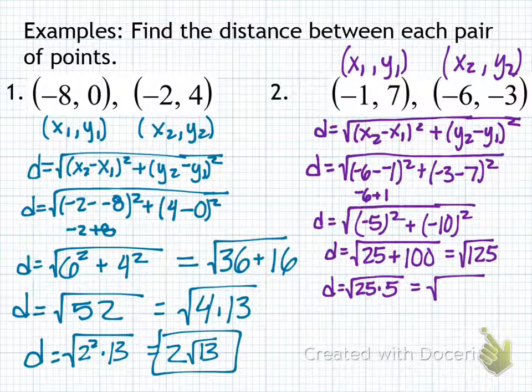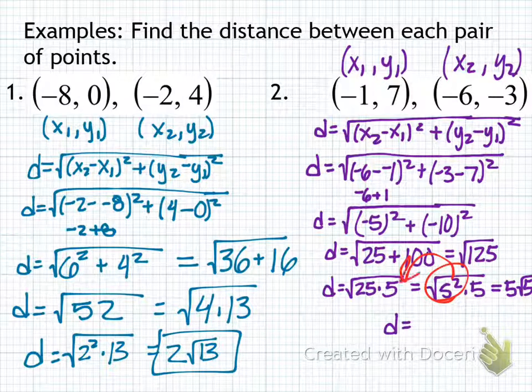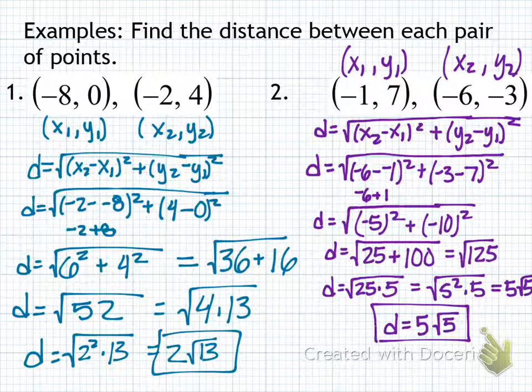I know that I can simplify this because 25 is a factor of 125. And it's a perfect square, so I rewrite this as 25 times 5 under the square root, and that's just 5 squared times 5. So this 5 comes out, and I get 5 rad 5 as my final answer.